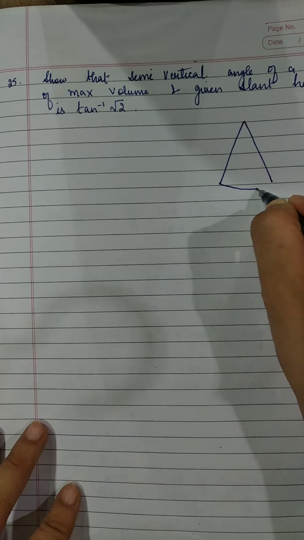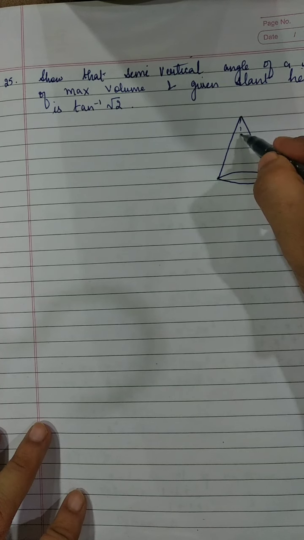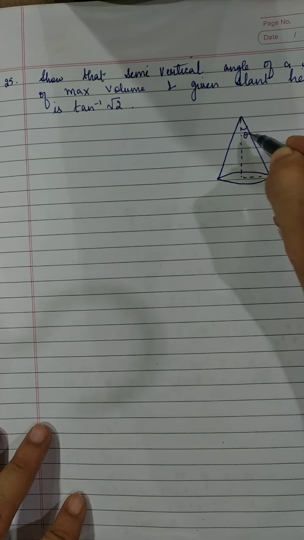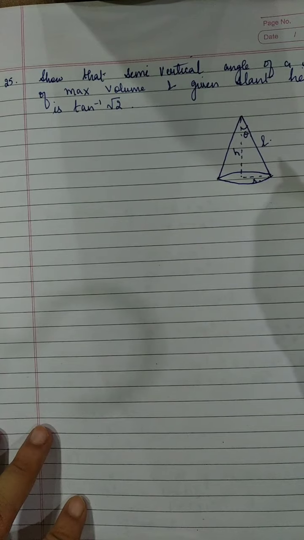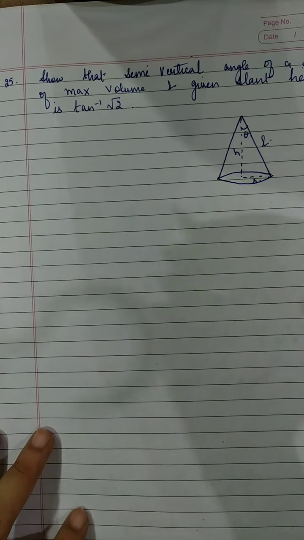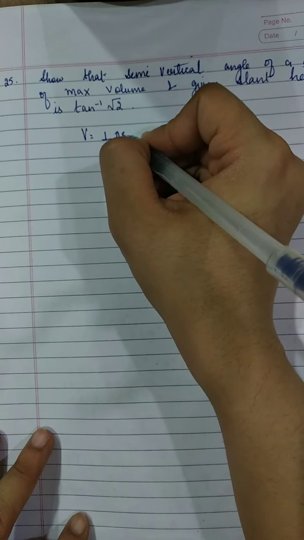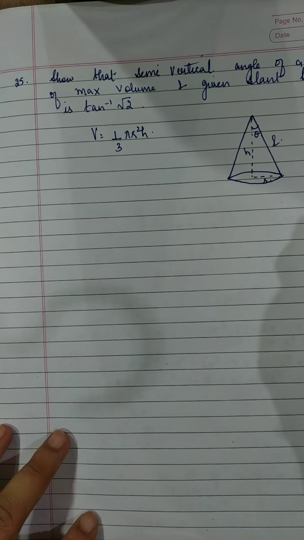This is a cone, right? Of semi-vertical angle. The semi-vertical angle is this, theta, right? This is slant height L, this is h, and this is r. Okay, of maximum volume. So semi-vertical angle is given. Volume has to be maximized, right? This is the volume. Let's convert r and h into similar parameters, right?